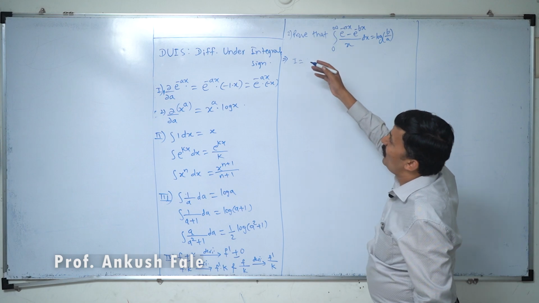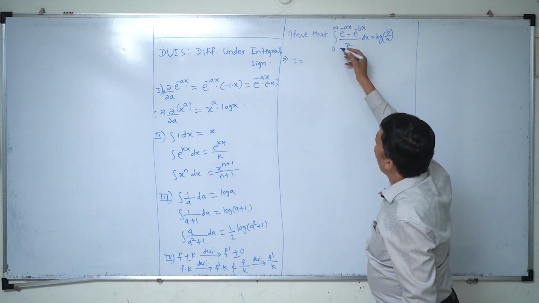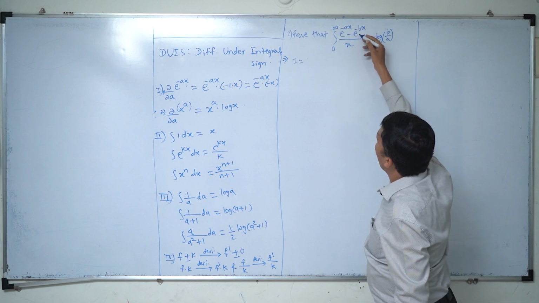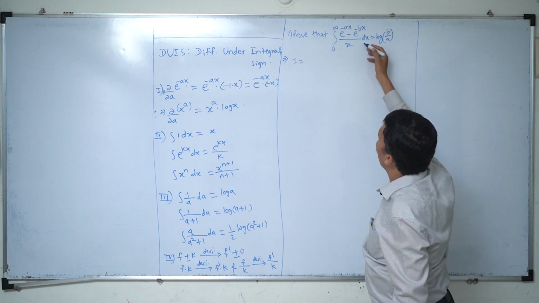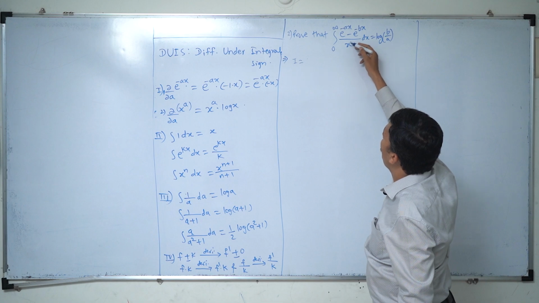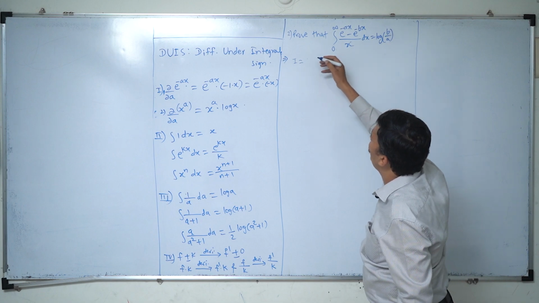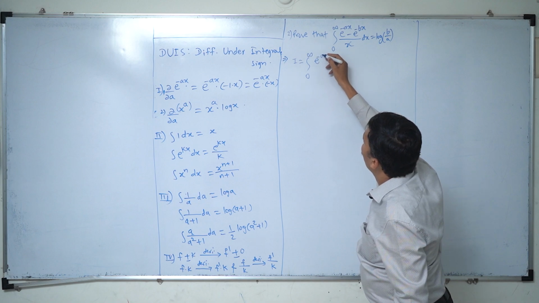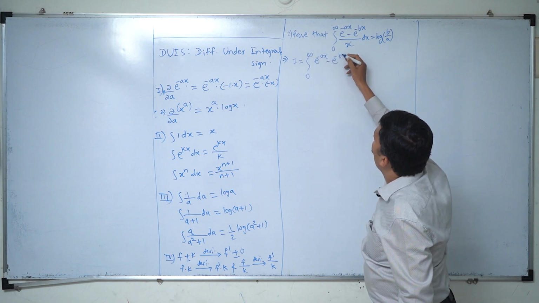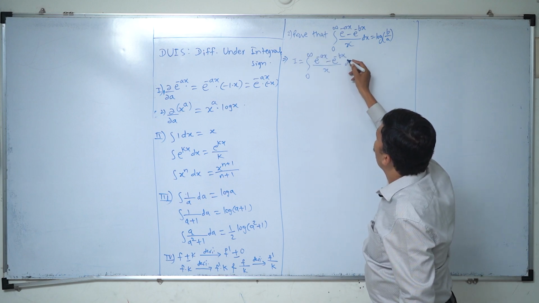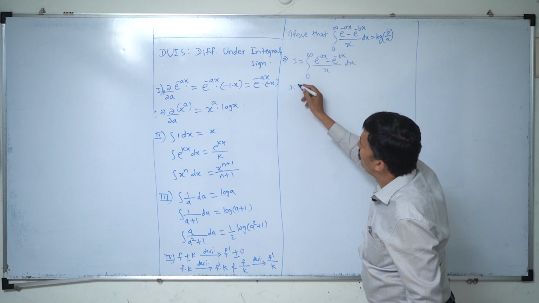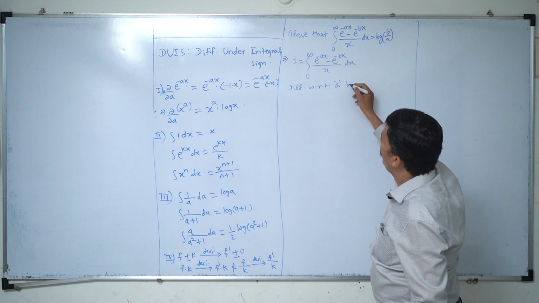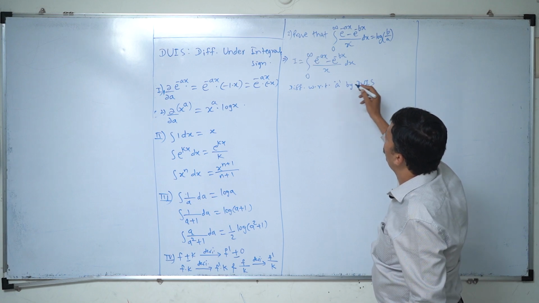Okay, now the second problem. Prove that the integral from 0 to infinity of (e raised to minus ax minus e raised to minus bx) upon x dx equals log of b by a. So take that integral as I and then differentiate with respect to a, by DUIS.